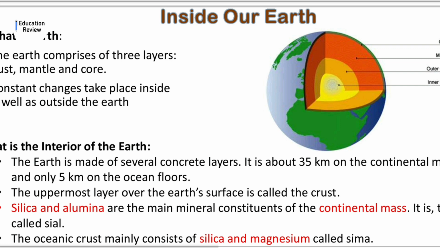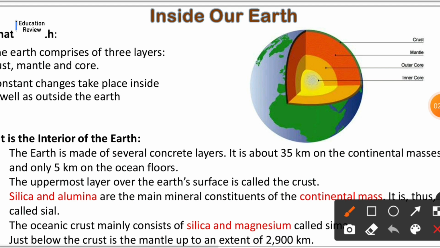What is the earth? The earth comprises three layers: crust, mantle and core. Actually, in our earth there are mainly three layers: crust, mantle and core. It means our earth is made up of three layers.